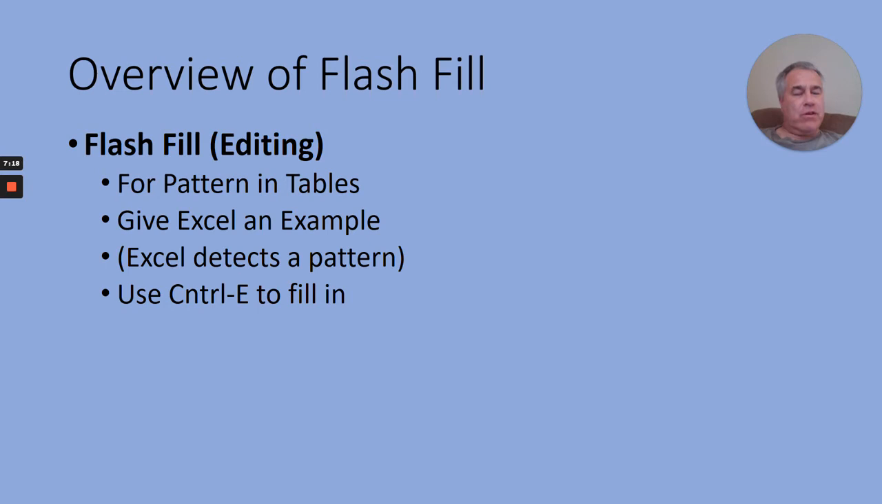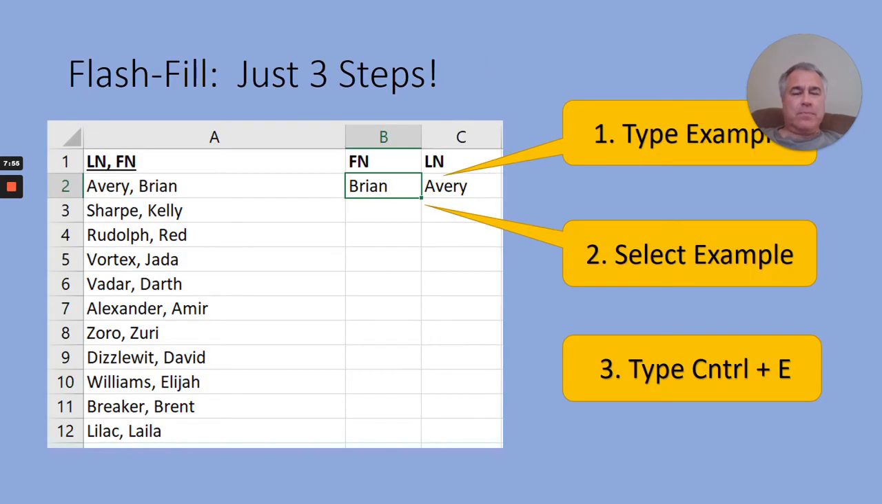First off, just an overview of the flash fill. What happens is it's used for editing. You're trying to find a pattern in tables, and we're going to have you look at an example here, and you need to give Excel an example, is what I mean by the second point. And then just make a mental note. The one thing you need to remember is that you're going to use Control E to get Excel to execute that flash fill. Okay, so here's the static representation of it.